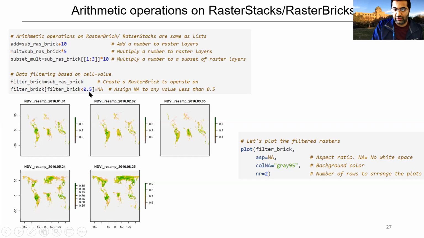RasterBrick is less than 0.5, assign that to NA. In just one line of code, I have flowed all the values where the values were less than 0.5 to NA. So it is that simple. As I said, I'll be focusing on the simplicity of these functions. So that is what I wanted to highlight. Instead of going with every layer, doing this for each and every layer, you can just write one single line and it will operate the same function on each of these layers simultaneously.